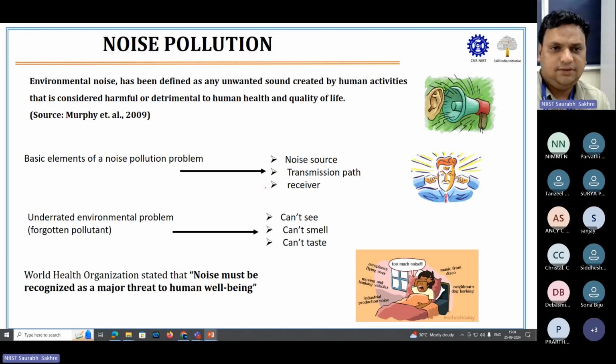Now, technically, environmental noise has been defined as any unwanted sound created by human activities that is considered harmful or detrimental to human health and quality of life.